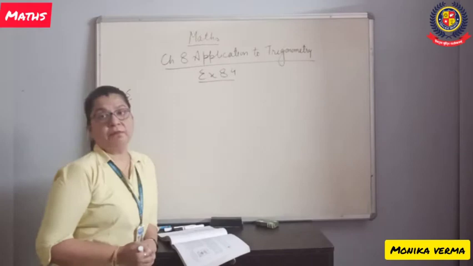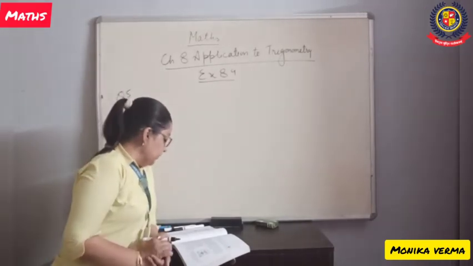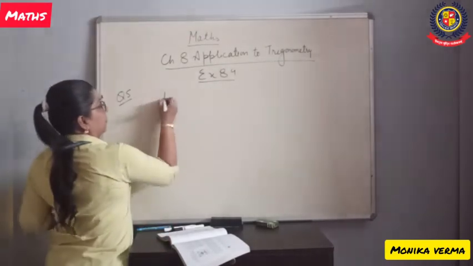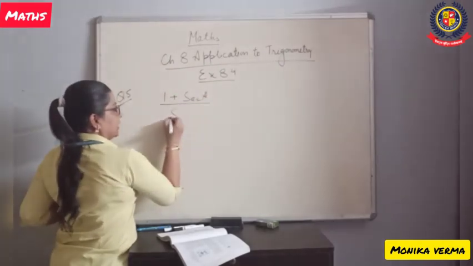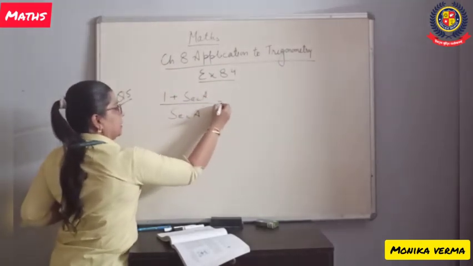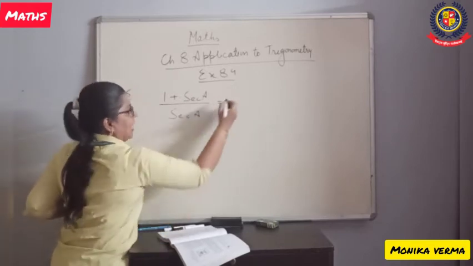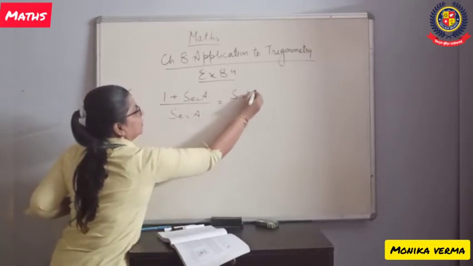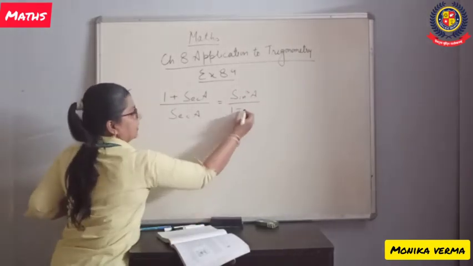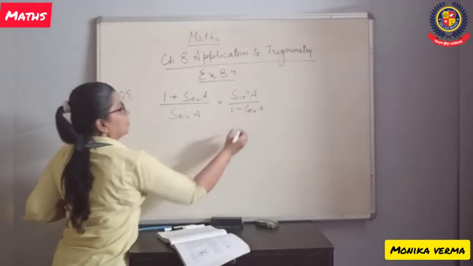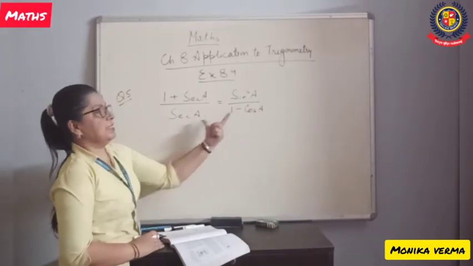We have done part 4 already, part 3 already. Now part number 4. 1 plus sec A upon sec A is equal to sin square A upon 1 minus cos A. Okay, this is LHS, this is RHS.